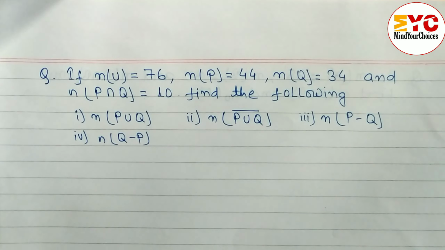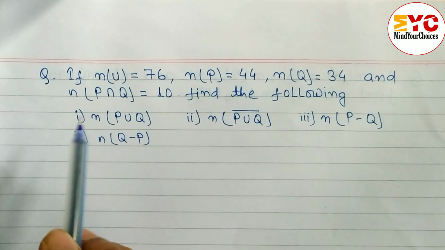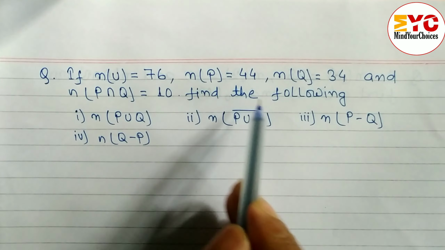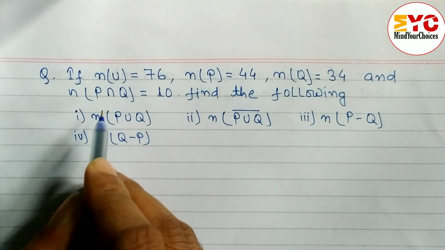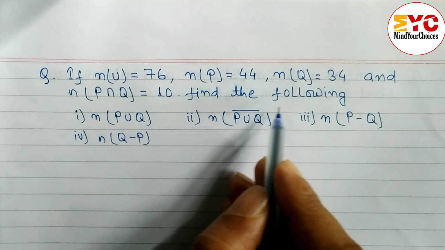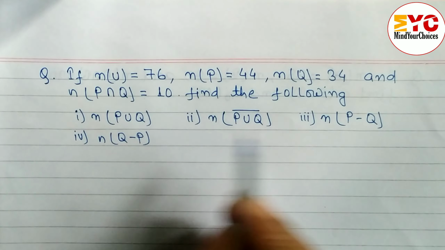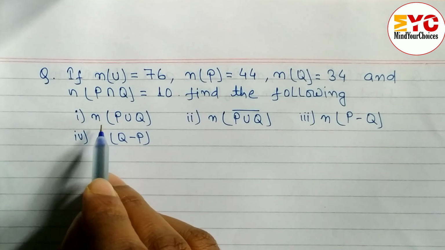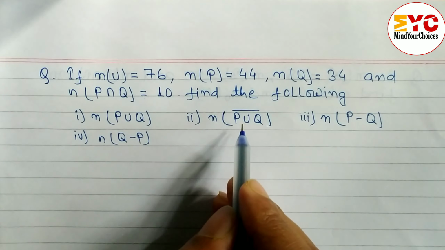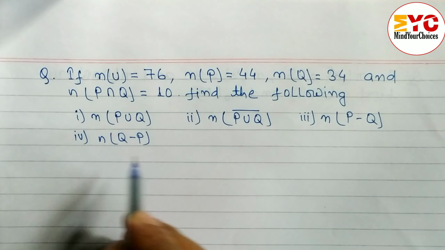In this video we are going to learn a problem related with sets. You can see here we have a set question. If n(U) is equal to 76, n(P) is equal to 44, n(Q) is equal to 34 and n(P intersection Q) is equal to 10, we have to find out the following. Four questions are here. We have to find out n(P union Q), n(P union Q complement), n(P minus Q) and n(Q minus P).